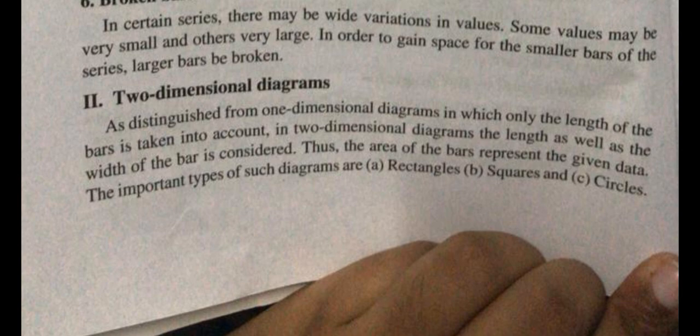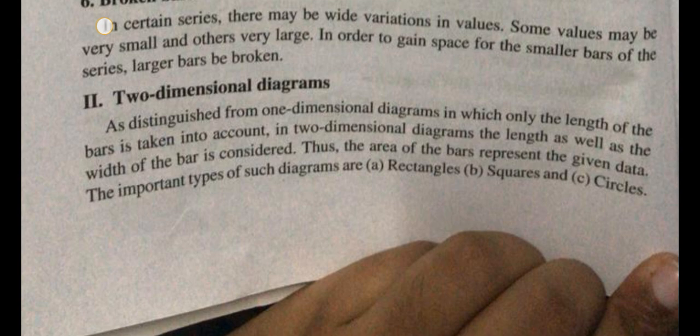The important types of diagrams are rectangles, squares, and circles. Then pie diagrams. A pie diagram is a diagram in which data are converted into a scale of 360 units and a circle is subdivided into compartments based on this. A very common use of a pie chart is to represent the division of a sum of money into its components.